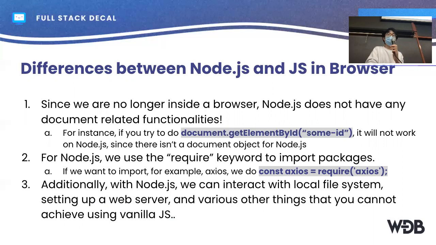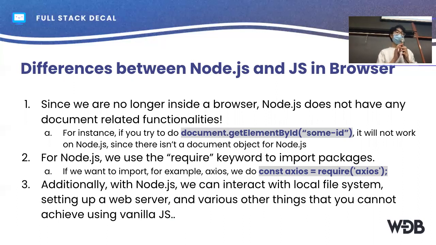Another important difference is that for Node.js, we use the require keyword to import packages. For instance, if we have downloaded some package from NPM and we want to import it so that we can use it, the way to do that is const, followed by the package name, equals require, followed by the package name. This is how we import a package from outside. If you try to use the require keyword inside the browser, it won't work, because the require keyword simply doesn't work on the browser. So this is a unique way for Node.js to install packages.